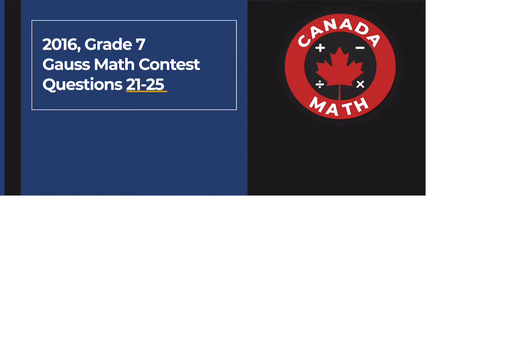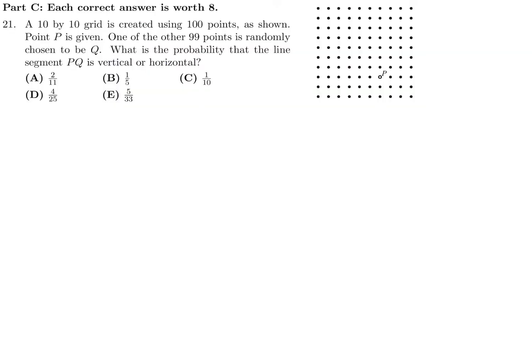Questions 21 through 25 on the 2016 Grade 7 Gauss Math Contest. A 10 by 10 grid is created using 100 points as shown. Point P is given. One of the other 99 points is randomly chosen to be Q. What is the probability that the line segment PQ is vertical or horizontal?